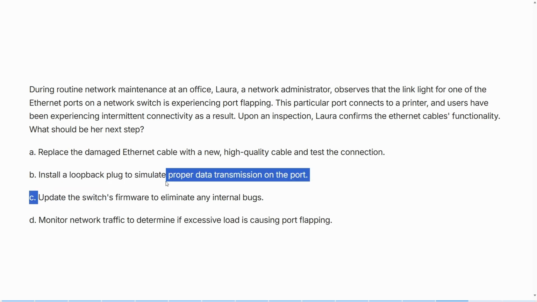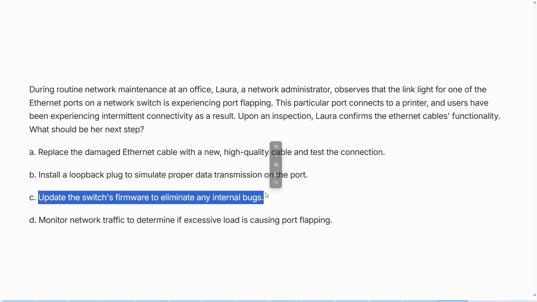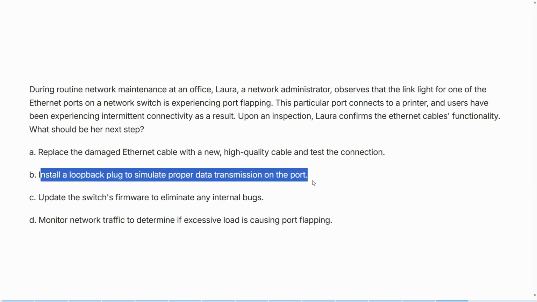Updating the switch's firmware, again, there's no reason to suspect the firmware is the issue before we do a simple test on the port. Always do the simple stuff to begin with. And D, monitor network traffic to determine if excessive load is causing port flapping. Installing a loopback plug is a simple step that we can do pretty much instantaneously. Therefore, it is the first thing we should do to quickly and easily eliminate or identify what the issue is.